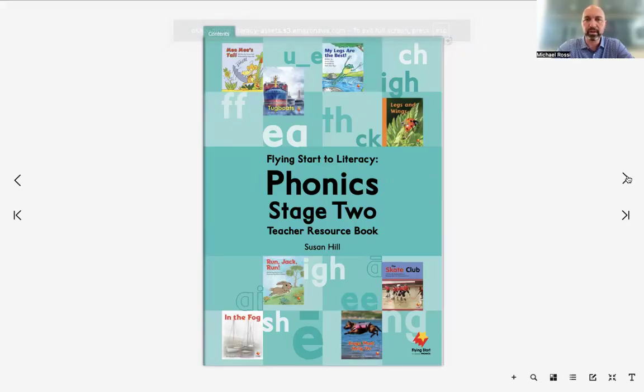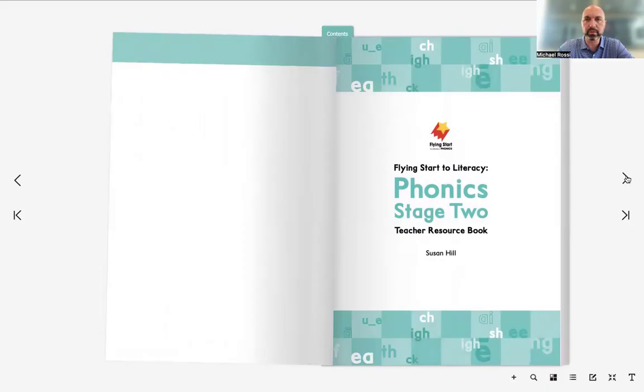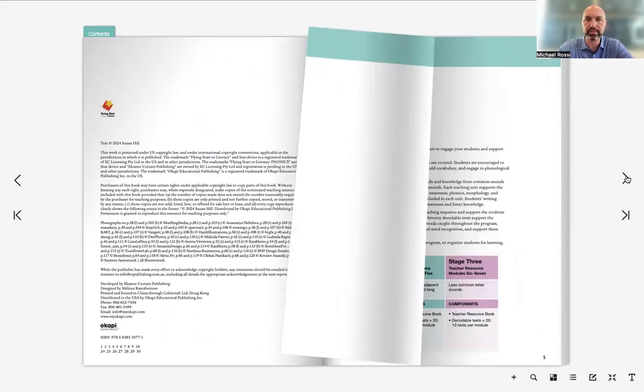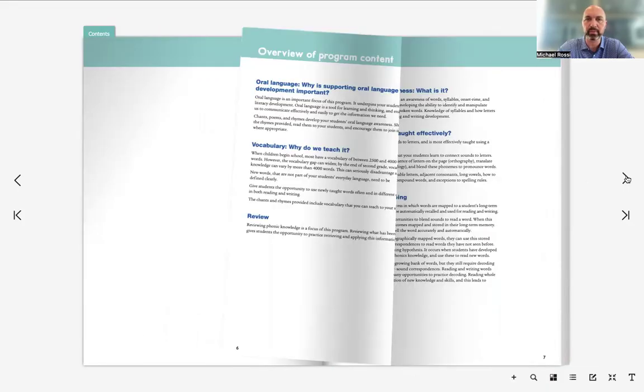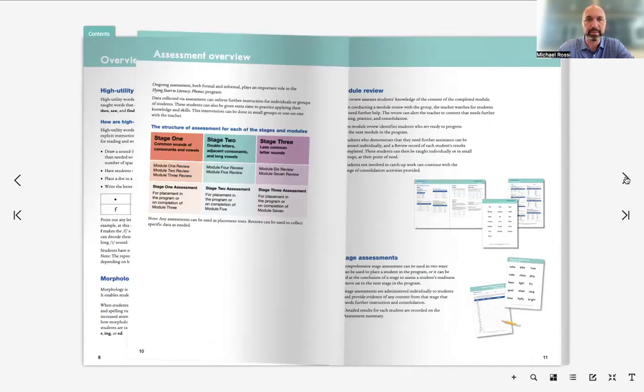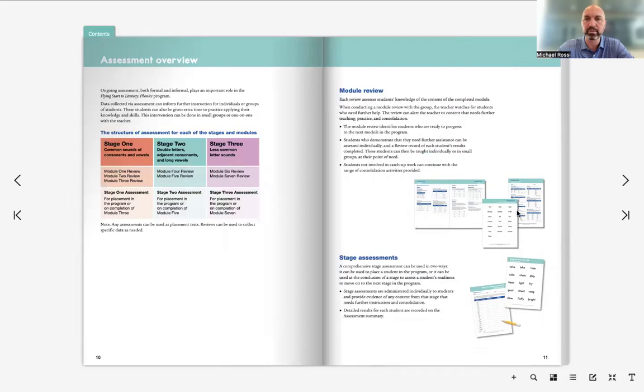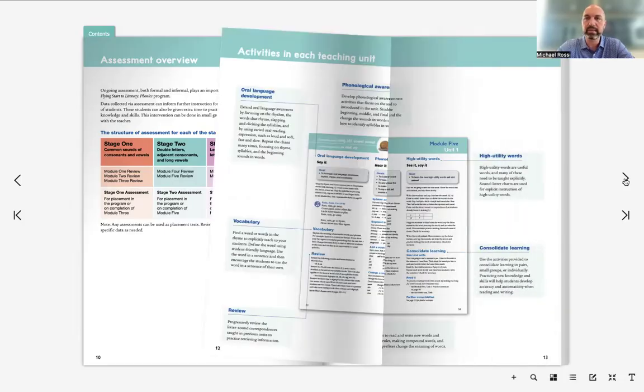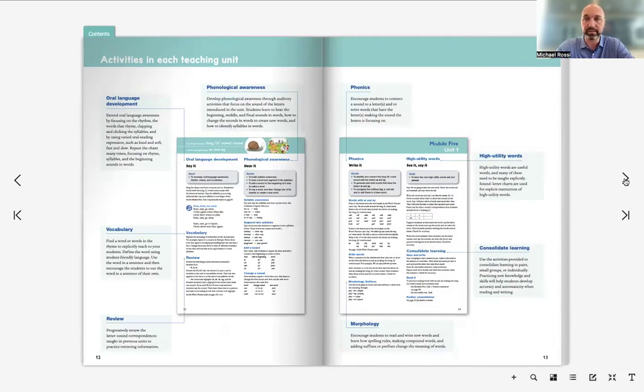Flying Start to Literacy Phonics Stage 2's resource book will have all of your lessons. It also always starts with a little professional development for the teacher to learn key terms and understand just how to go about the teaching of these modules and units, which we'll take a look at in just a moment. There is a review of the assessments that they'll take for placement. We'll go into that more in depth. And there is an overview of the lessons.